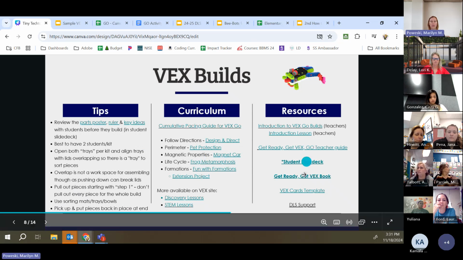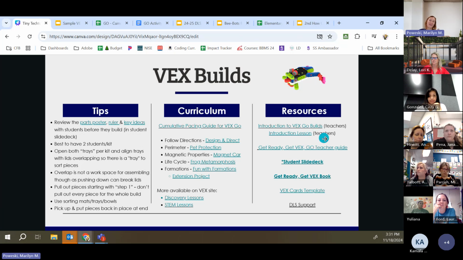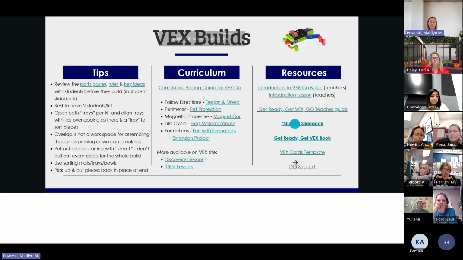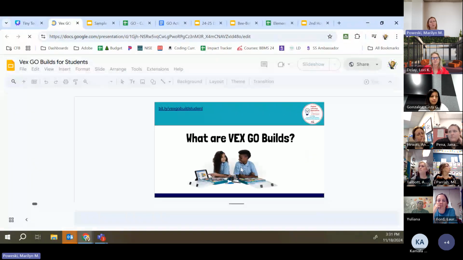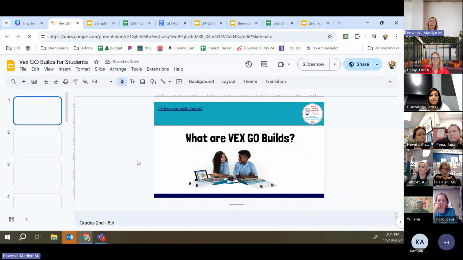And then again, over on the right side, lots and lots of resources. That's why I said earlier, this is a very clickable presentation. There are so many things that we've built out that we would love to continue to build out to make sure that you guys have the things in your hands that you need. So like the student slide deck, what are VEX Go builds?